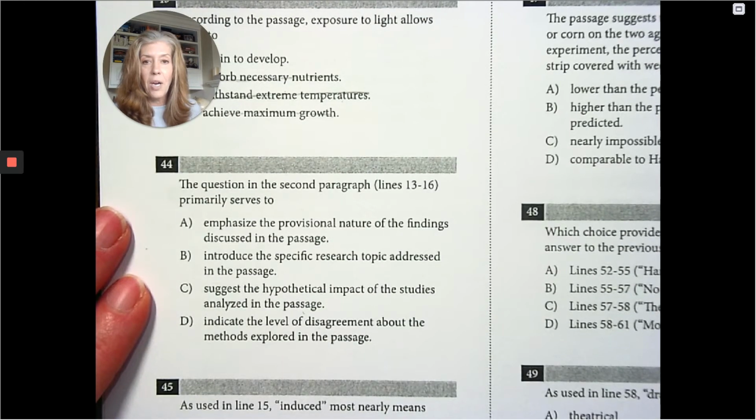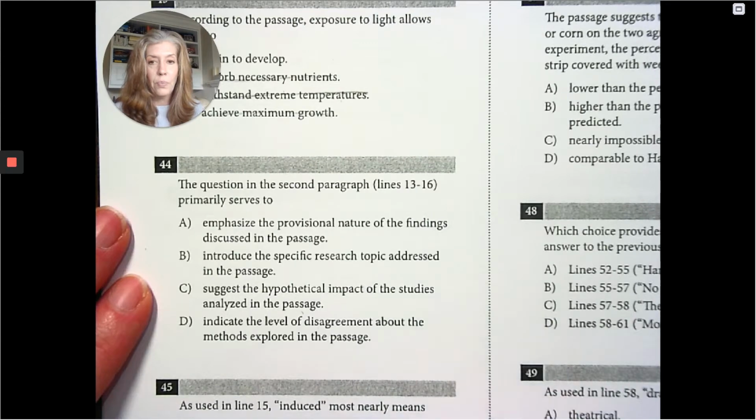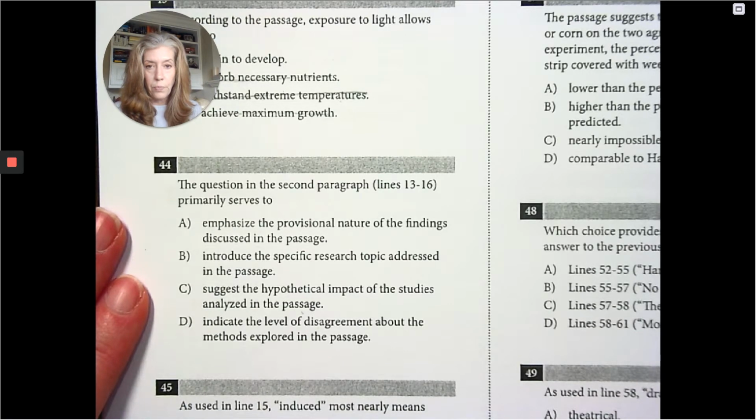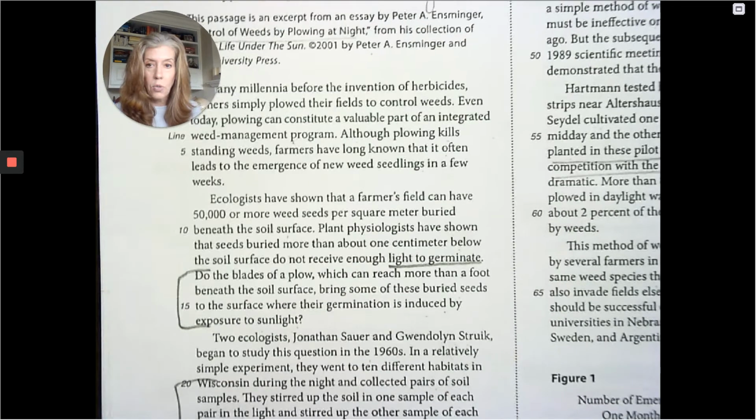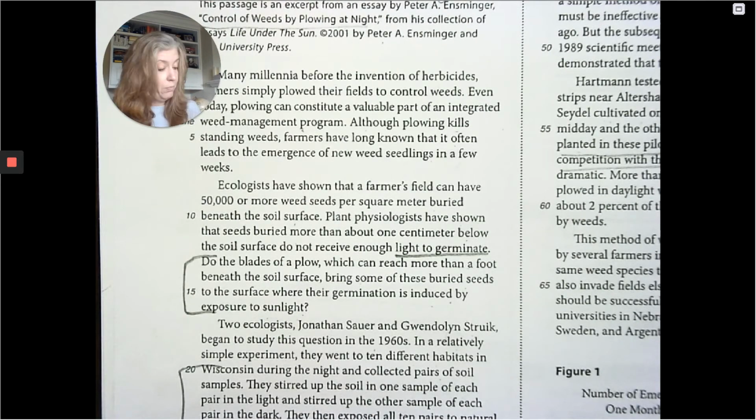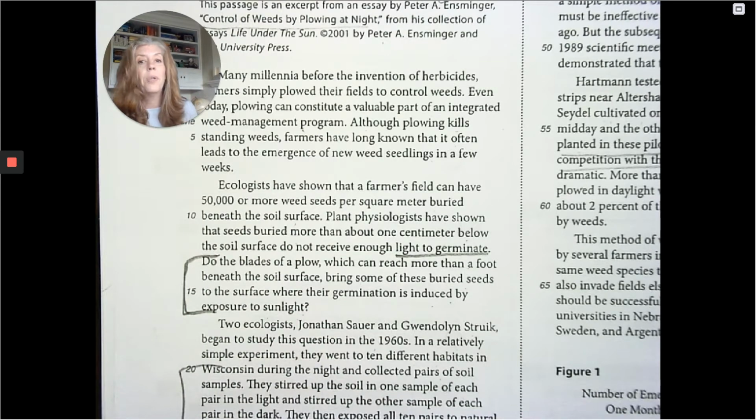The question in the second paragraph primarily serves to, we may just have to look back very quickly, lines 13 to 16. I'm seeing if we can narrow it down. Let's have a look. Do the blades of a plow, which can reach more than a foot below the soil surface, bring some of these buried seeds to the surface where their germination is induced by exposure to sunlight? Okay, I got it.